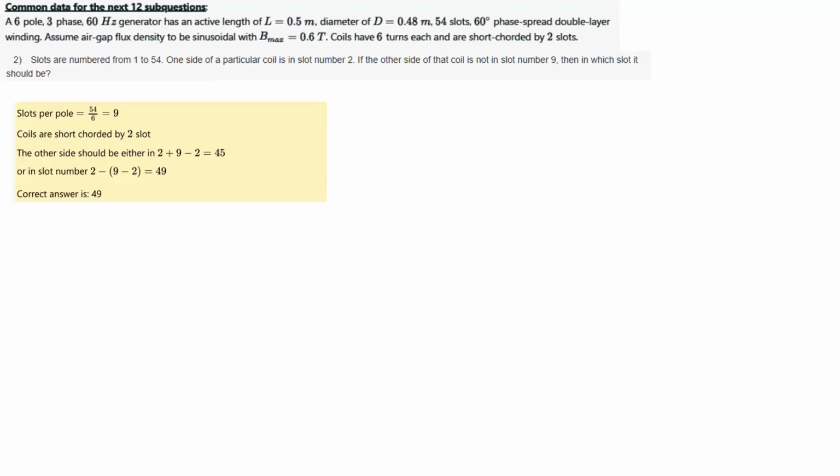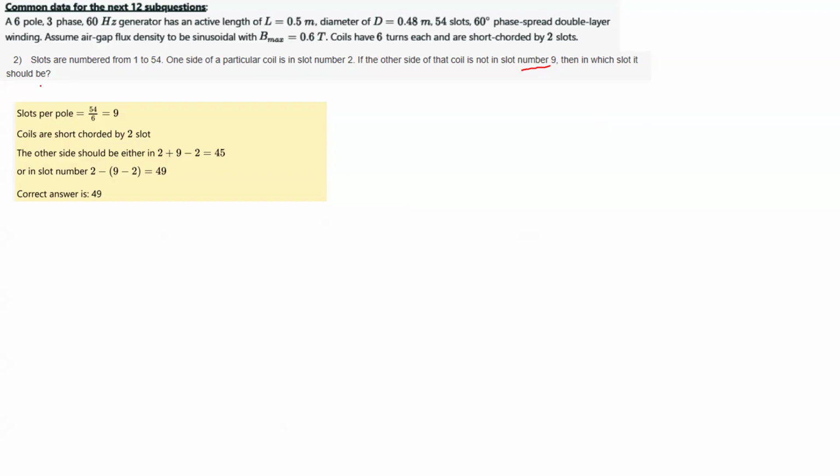Now, in the next question, actually, they should have mentioned some other value, but they have mentioned something else. I'll discuss. They are saying that the slots are numbered from 1 to 54 because there are 54 slots, so each slot has a number. They say that one side of a particular coil is in slot number 2. If the other side of that coil is not in slot number 9, then in which slot is it?